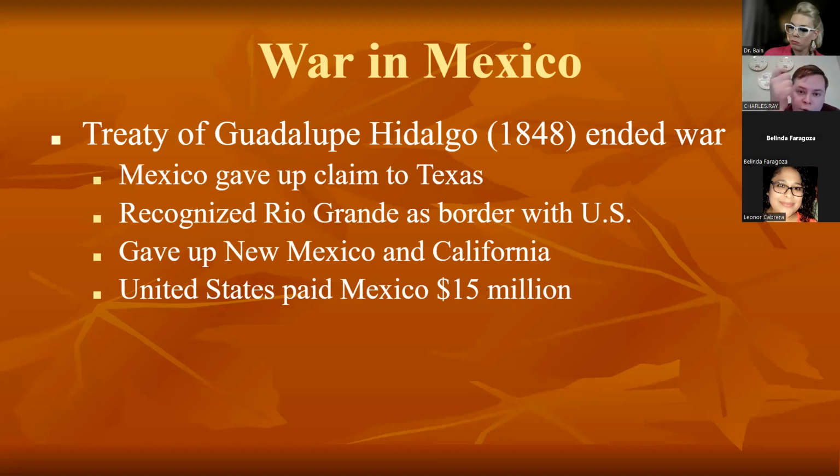So Mexico no longer has any claims to Texas. According to the Treaty of Guadalupe Hidalgo in 1848, they also have to recognize the Rio Grande. They give us New Mexico and California. We call it the Mexican cession. And we pay them 15 million, maybe 18 million, depending on the source, about the same amount of money we offered them in the first place.